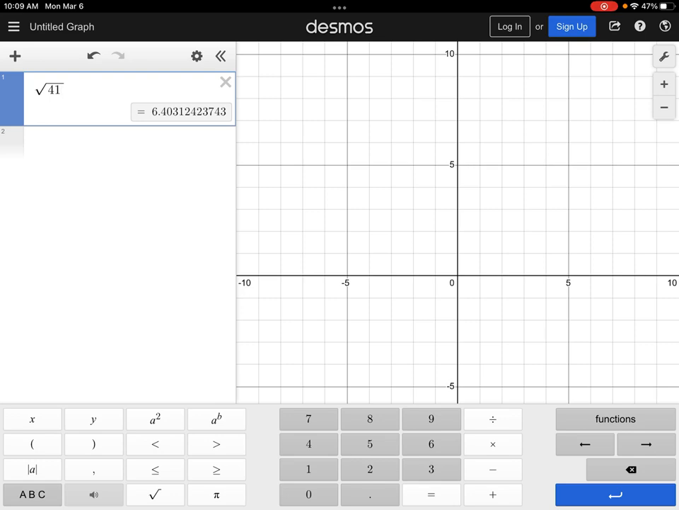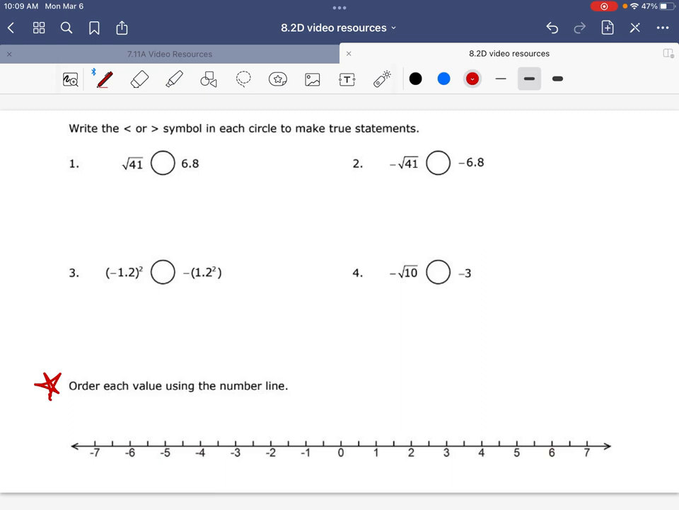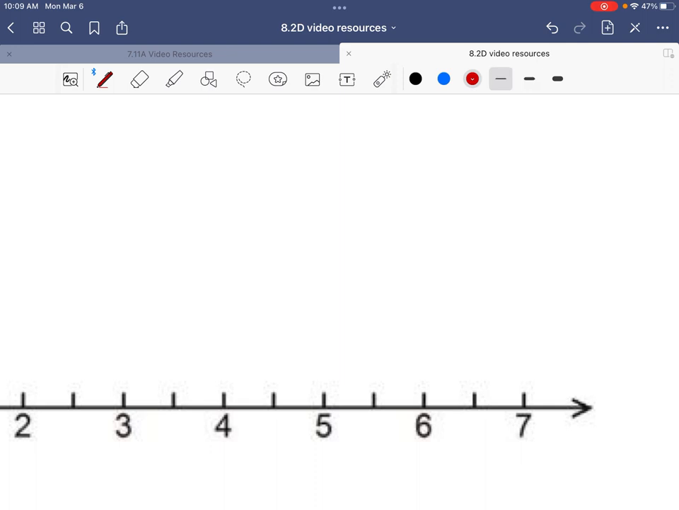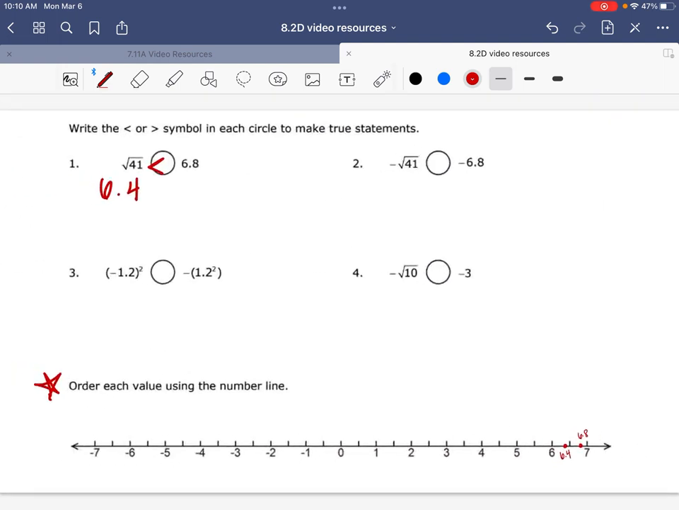So I'm going to say the square root of 41, and I get a value of 6.40. So if I go back to my paper, the square root of 41 was 6.4. And I know that 6.4 is less than 6.8. And I can plot both of those on the number line. So 6.4, if I zoom in really close and make it small, 6.4 is going to be right here, right before 6.5. And then 6.8 is going to be closer to 7. I'm going to zoom back out.